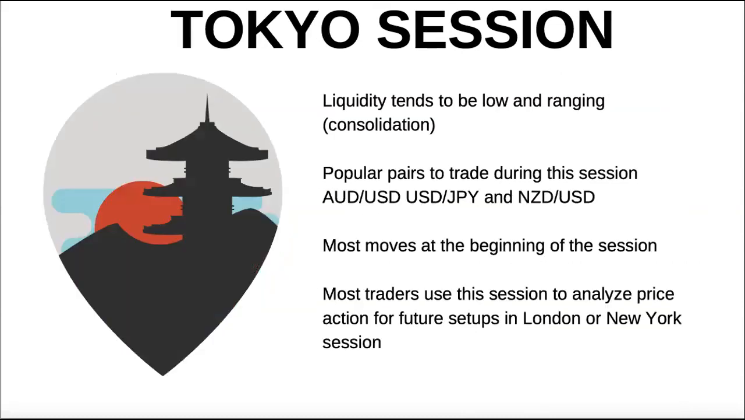The Tokyo session, liquidity tends to be very low during this time. You see a lot of ranging and consolidation during this time. However, there are some pairs that typically move during this time. You're going to have your Aussie, which is the AUD/USD, the Australian dollar against the US dollar, the USD/JPY, and the NZD/USD, which is the New Zealand dollar against the US dollar.